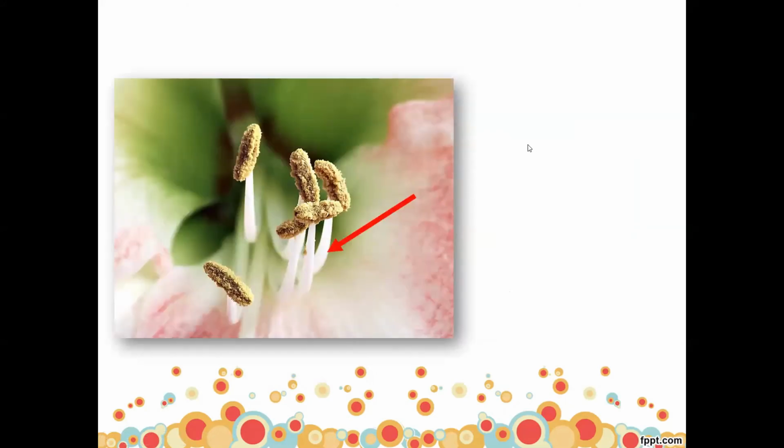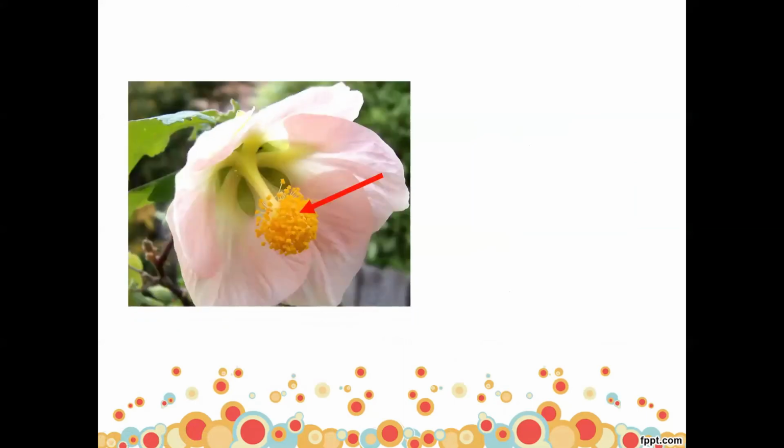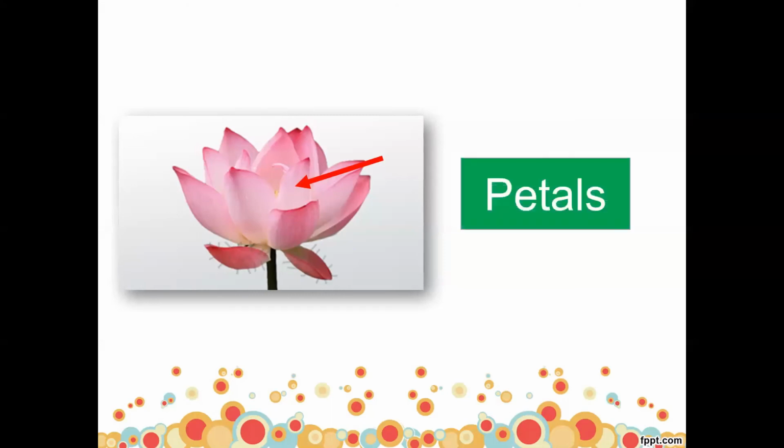What part of the flower is this? Filament. Very good. Next. Anther. Very good. That's anther. Some flowers have a lot of anthers. Next. What part of a flower is this? Sepals. Very good. This is a sepal. Next. Petals. Very good. This is a petal.